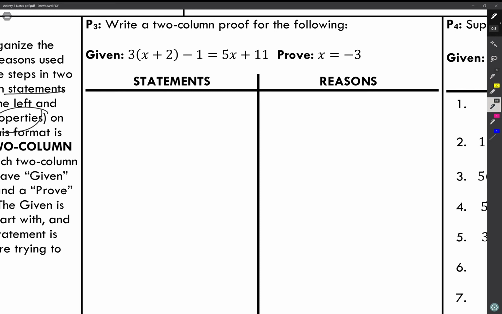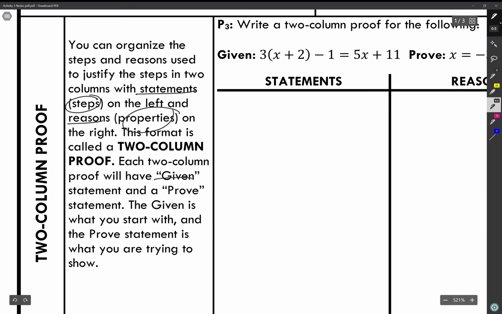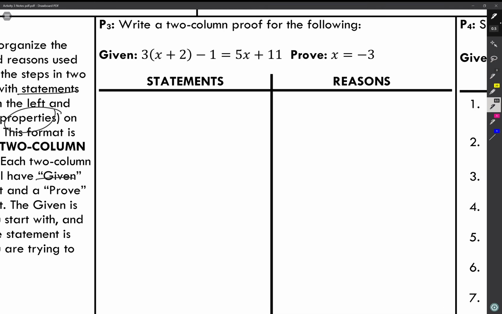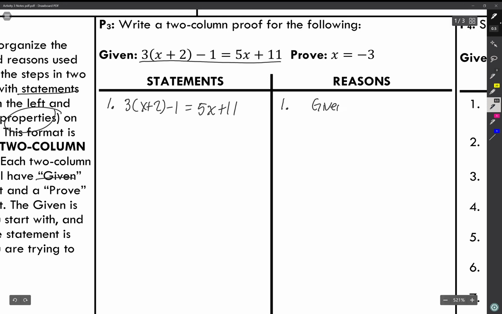So remember we said the given statement is what you start with, and the first statement of every proof you do is the given statement. So number one, I'm just going to literally write what it says under the given right here. So I will write 3 times x plus 2 minus 1 is equal to 5x plus 11. Then my reason for this is literally just the word given. That will be how every two-column proof you do starts, okay? The first step is always the given.